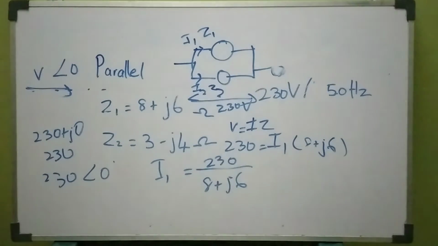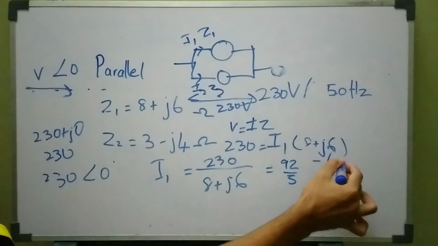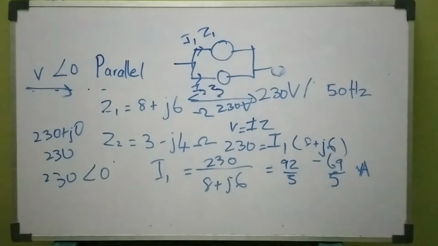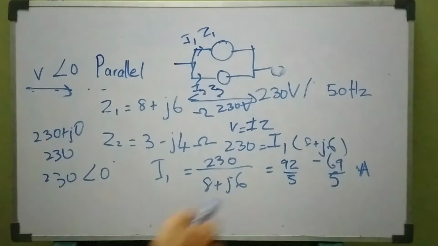So if I type this, 230 divided by 8 plus j into 6, I'm getting 92 by 5 minus 69 by 5. This is in amperes, because we have given the impedance in ohms and the voltage in volts, so we will directly tell it's going to be in amperes. So we will get this answer.